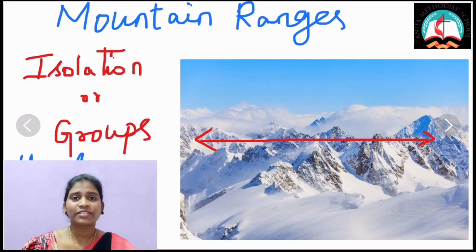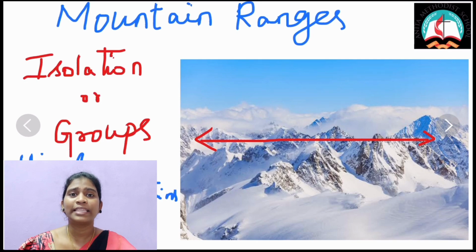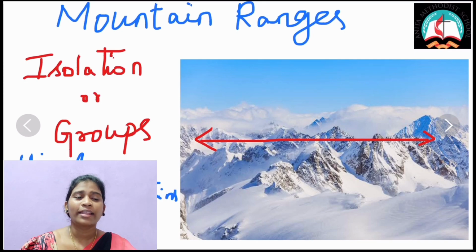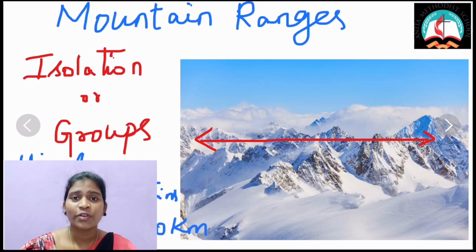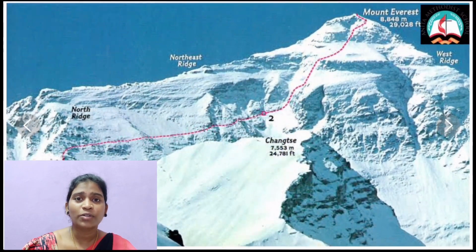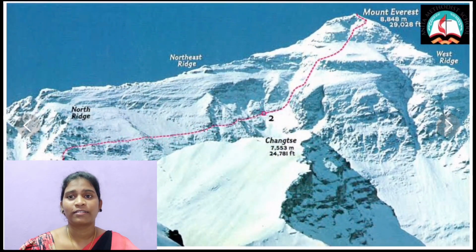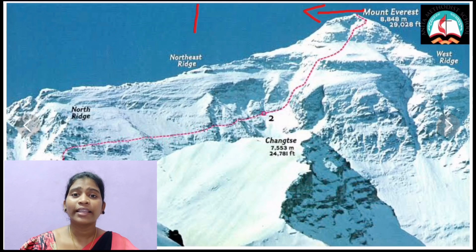And we have some examples of these ranges. The Himalayas of Asia, the Rocky Mountains of North America and the Andes of South America are the best examples of these mountains. And the Andes Mountains in South America is the longest mountain range, which is 7,000 kilometers in length. The highest point of the mountain is what we call the peak.